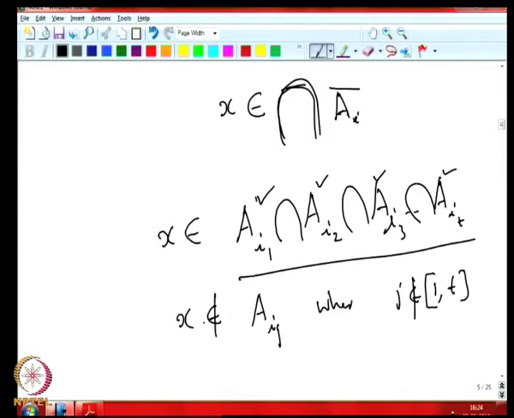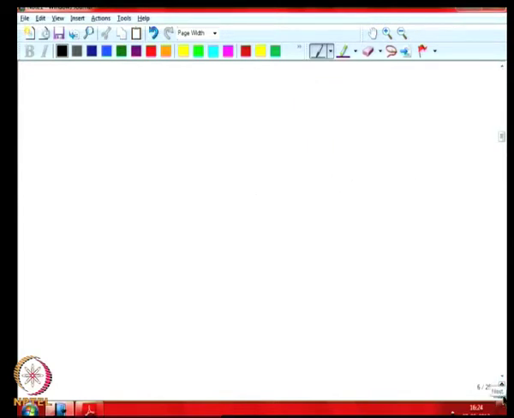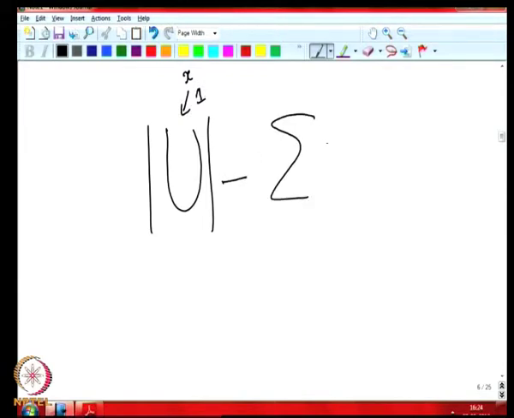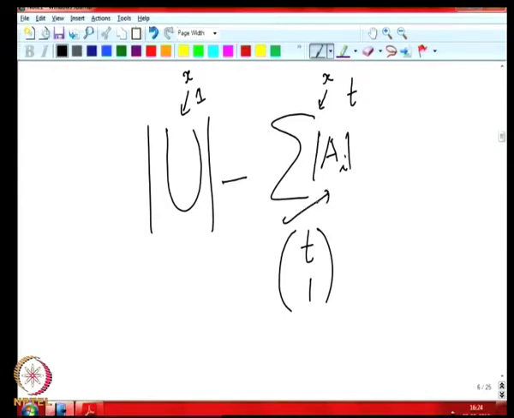Remaining sets does not contain X. In that case, what will happen to that X? Clearly, X will contribute 1 to this term, because it is there in U, and minus sigma AIs, all the AIs that do not have X. But in exactly T AIs it is there. So those T AIs will contribute, say, T choose 1, because out of those T things, if you take any one set, it is in this sum, contributing.